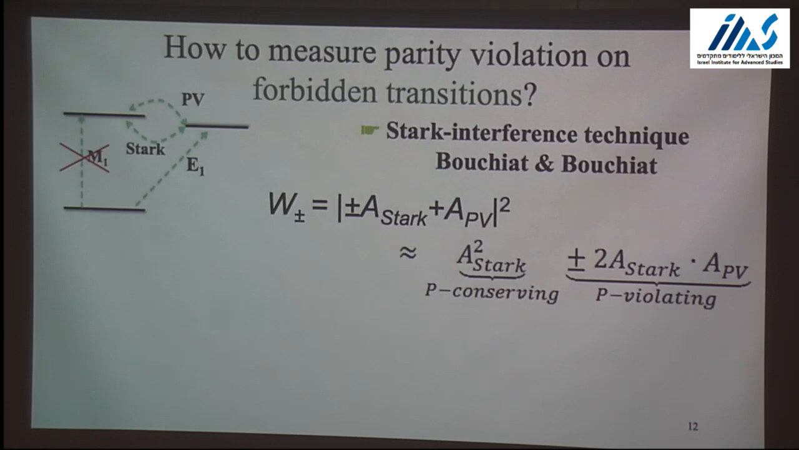So what have we achieved by doing this? We have achieved two things. First of all, we have made an amplifier of the useful effect. So we now have control of how big it is. By changing the electric field, we can have this term be some reasonable, observable size.